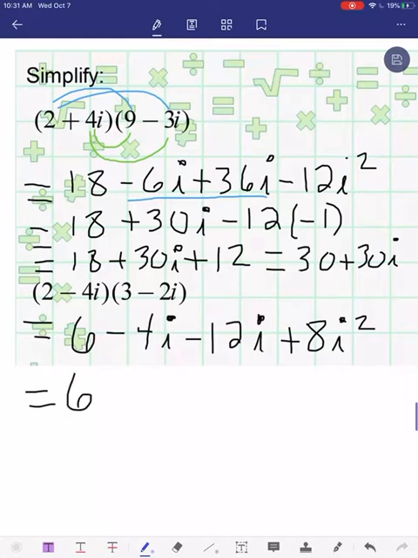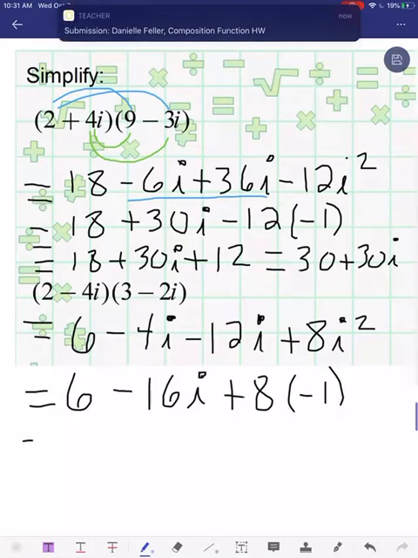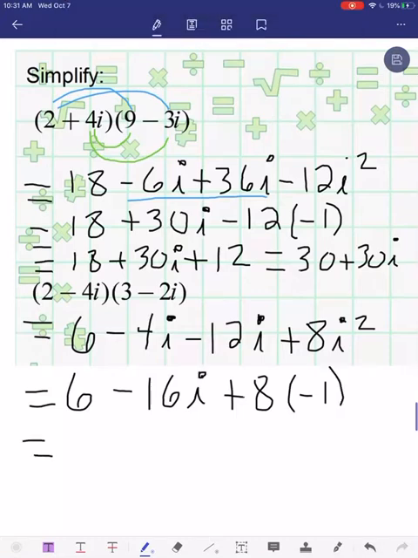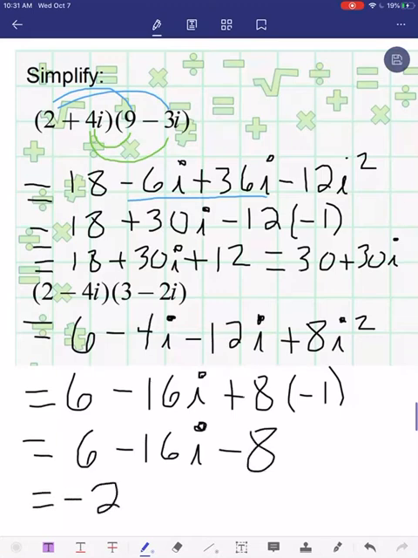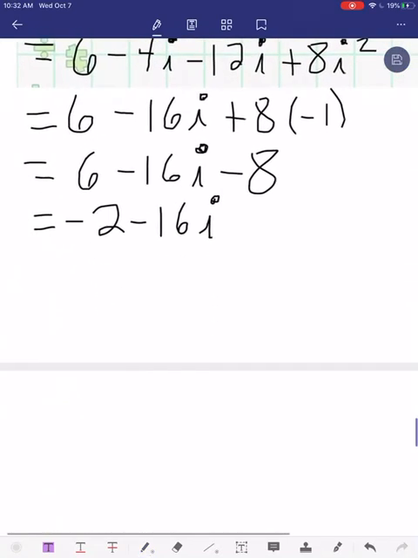Again, combining our common terms, I have a negative 4i and a negative 12i, which is going to give me negative 16i. We have an i squared, so we need to replace that with a negative 1. So we get 6 minus 16i minus 8. So we get negative 2 minus 16i as our final answer.